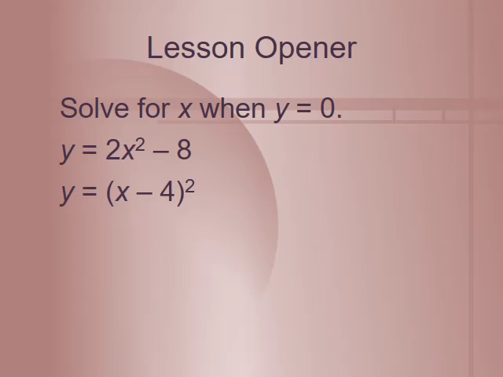So in the first one, when we change y to 0, we're saying 2x squared minus 8 equals 0. We need to actually solve that out, and we're going to end up with x equals plus or minus 2. On this next one, whenever we actually solve it out equal to 0, we're going to end up with x equals 4.